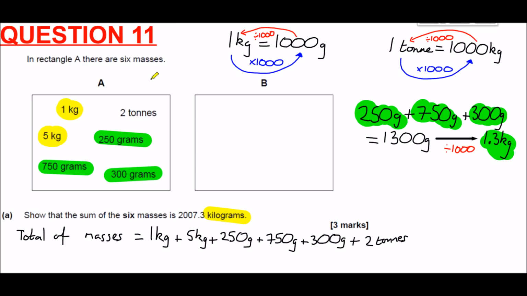So we now need to work on the tons. So we need to change from tons to kilograms. To go from tons to kilograms, we have to multiply by 1,000 rather than dividing. So if we multiply 2 by 1,000, it would tell us that 2 tons is the same as 2,000 kilograms.